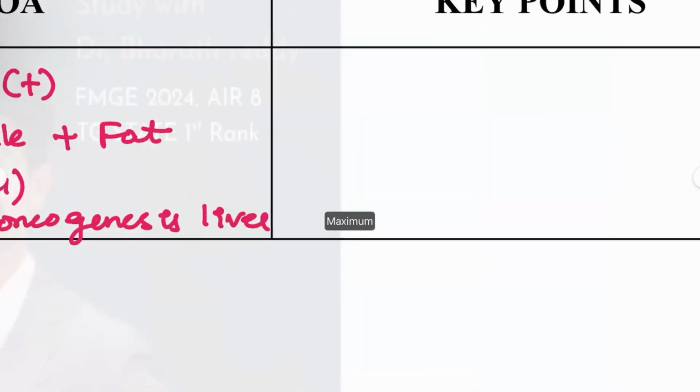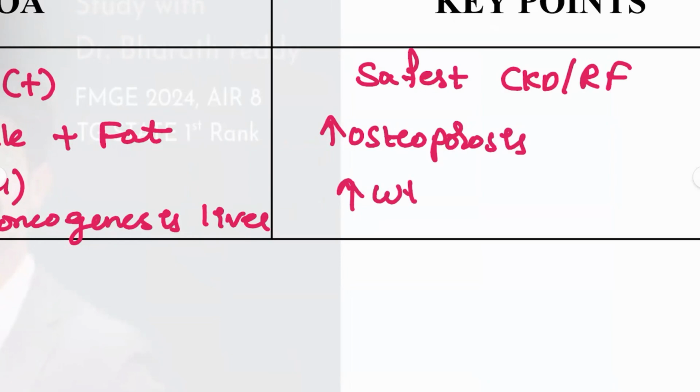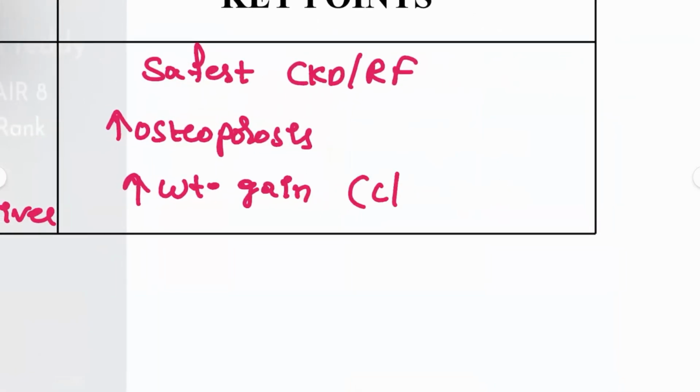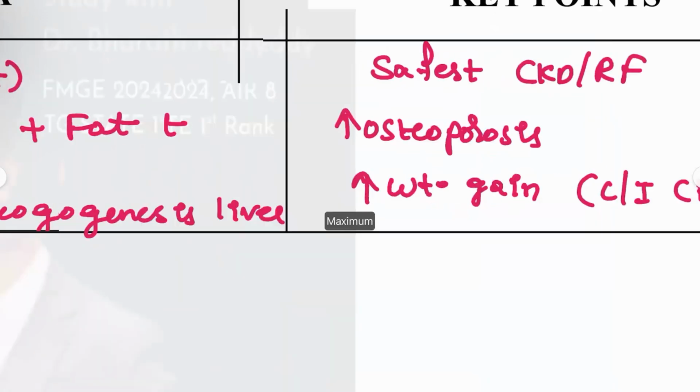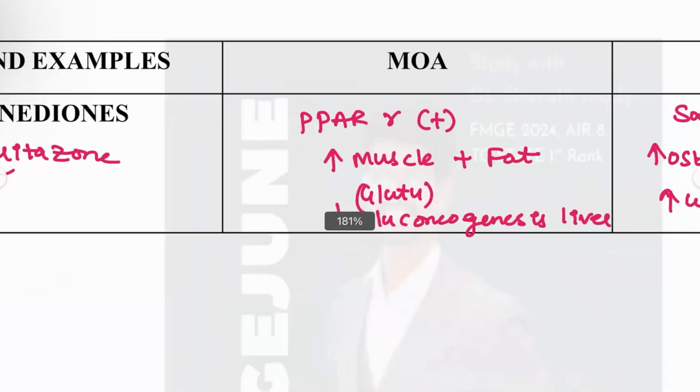And these are the safest drugs for renal failure patients. But there is a high risk of osteoporosis and a high risk of weight gain in the patients. So that's why this is contraindicated in patients who are suffering from congestive heart failure. And there is also a study that found that pioglitazone can cause bladder cancer.